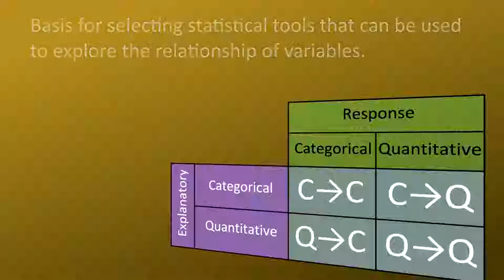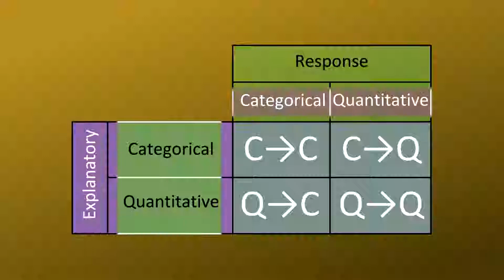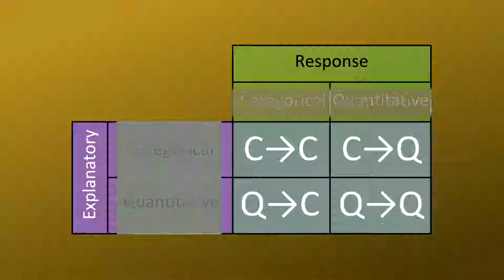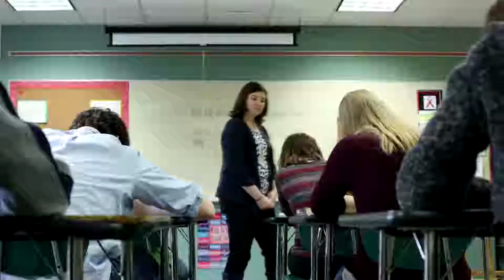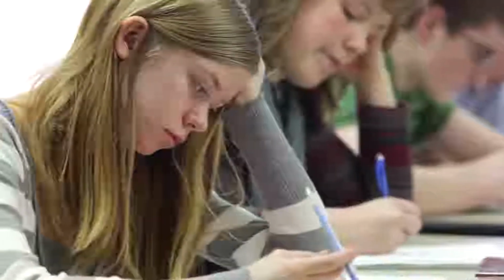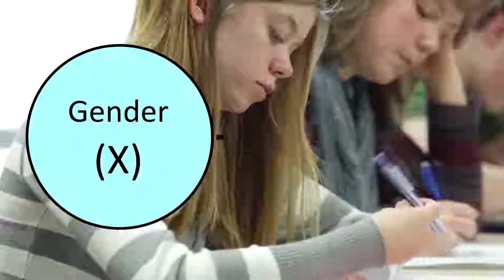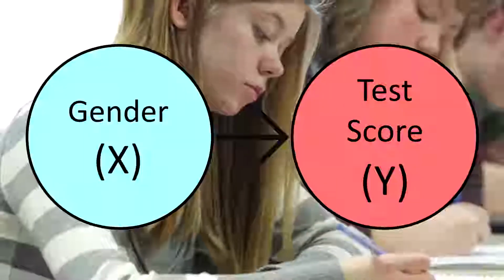The tools for statistical analysis and for visually representing the relationship between variables is based on the role and type of each variable, whether response or explanatory, and whether categorical or quantitative. To get the hang of this, let's go back to some examples and determine which of the role types represents each research question. If we want to explore whether the outcome of the study, the test score, is affected by the test taker's gender, we would designate gender as the explanatory variable and test score as the response variable.